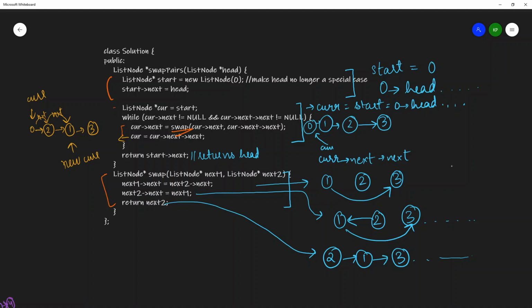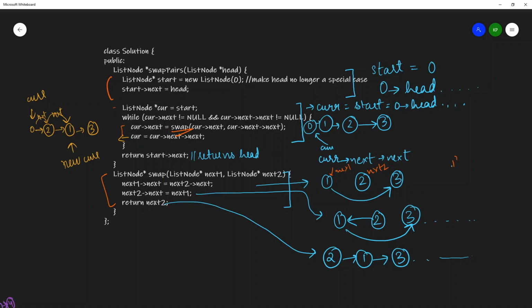Here our next one is simply this one, right? And our next two is simply this one, right? So next one's next would be simply changed to equal next two's next. And our next two's next is simply 3, right? So our linking would be changed towards this. So this particular step is done.